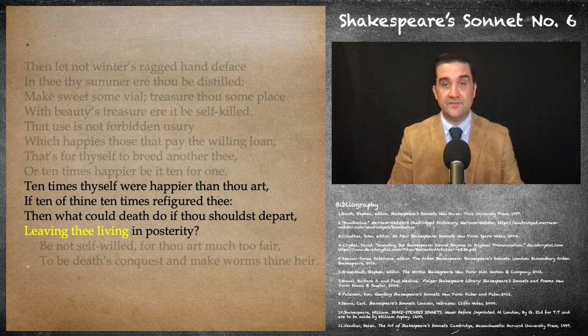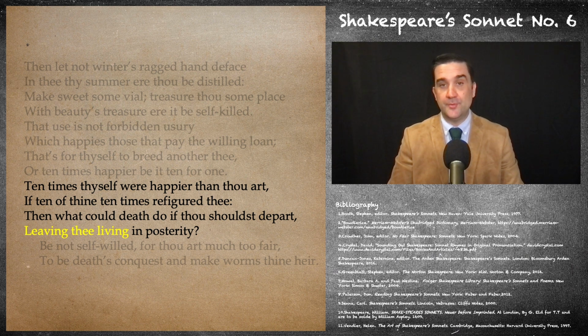Well, he's left living through his progeny, through his children. Secondly, leaving can also pun with the word depart found in line 11. Thirdly, there's this notion of leaving as bequeathing, leaving something behind. What the young man is leaving behind, what he's bequeathing, is his genetic heritage. This is the beauty that the speaker is so obsessed about in these procreation sonnets.